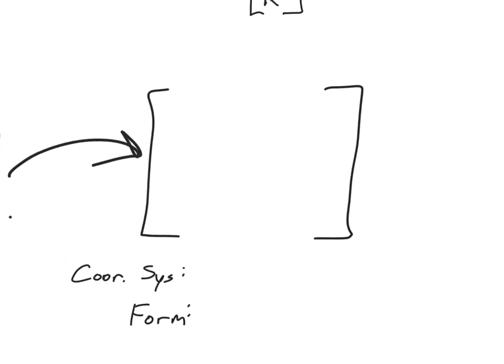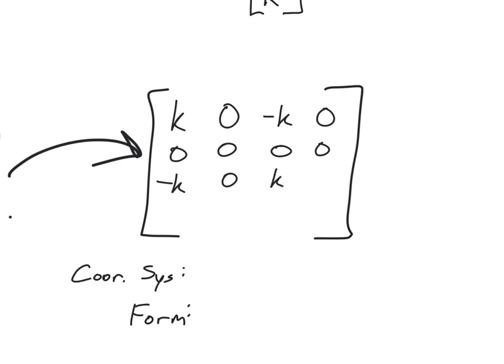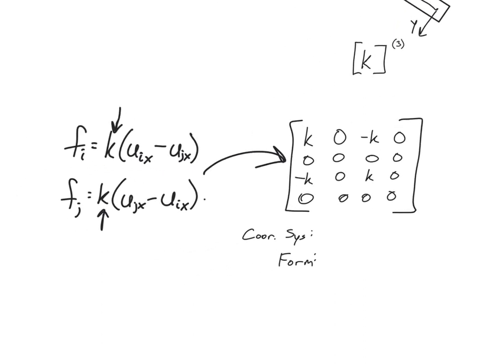So let me zoom in. So the actual form of this is k, 0, minus k, 0. And the second row is all zeros. And then we have minus k, 0, k, 0, and 0, 0, 0, 0. All right, so let's zoom out here and see why that is.